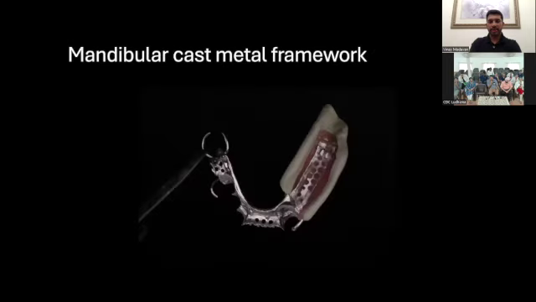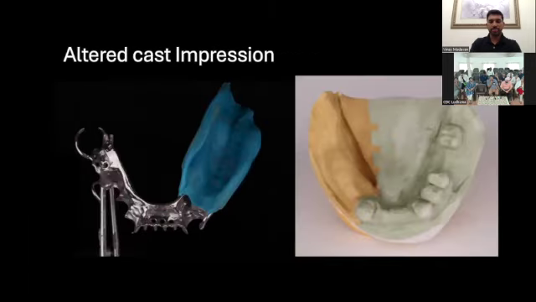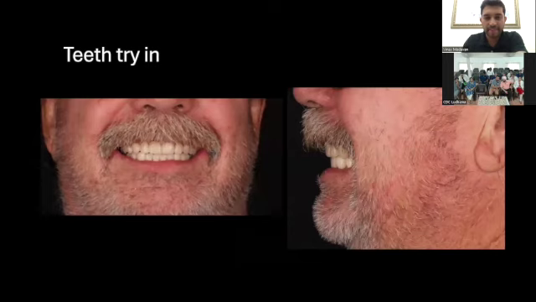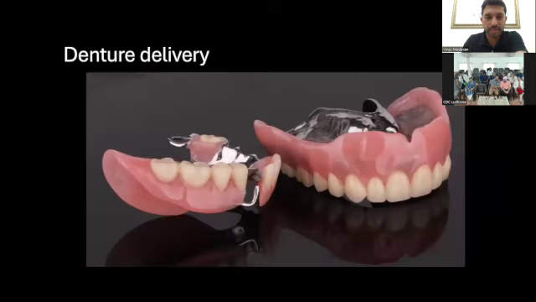So this is a metal cast framework with border molding done on the lower right side where there was an edentulous space or a span. Went ahead and poured the impression, and again, altered cast impression. I know you guys know all these steps, so I'm really not going to go over it, but you do a final teeth try-in. At this stage, the patient already has the survey crowns delivered. This is the final teeth try-in that is being done for the maxillary overdenture and mandibular partial denture.